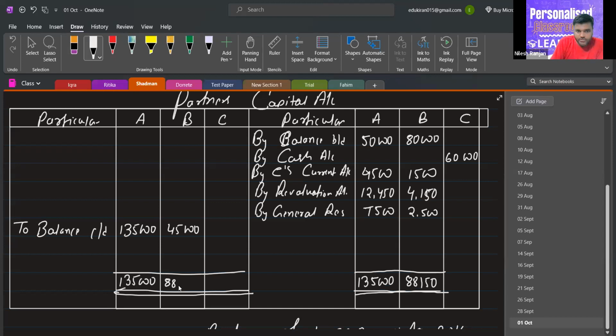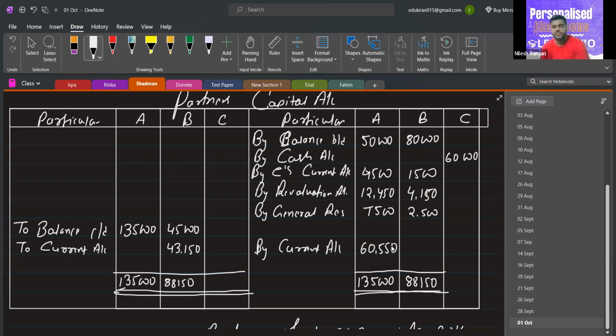So now the balance is transferred to current account, as it is said in the question. So 43,150 will go to current account. Here it will be current account. It was 74,450, so 60,550. Is this clear?